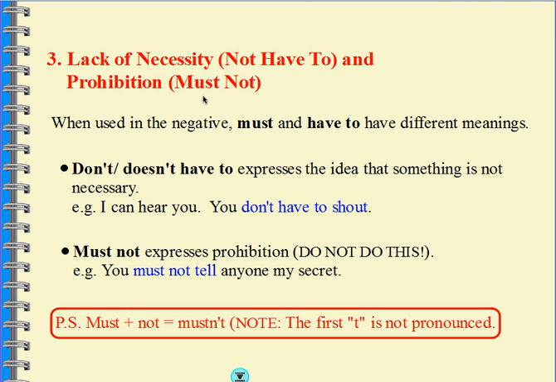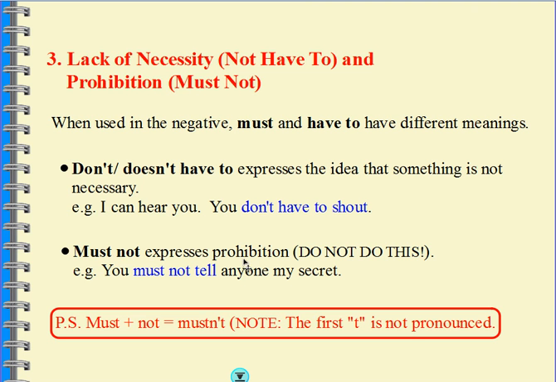Subtitle 3, Lack of necessity with not have to, and prohibition with must not. When used in the negative, must and have to have different meanings. Don't or doesn't have to expresses the idea that something is not necessary. Example, I can hear you, you don't have to shout.